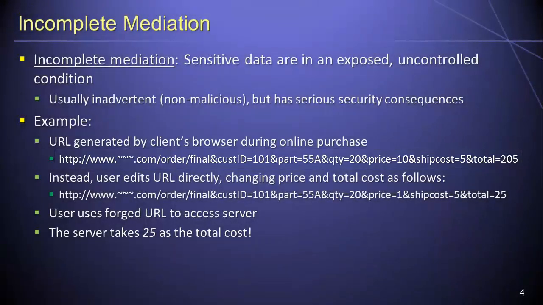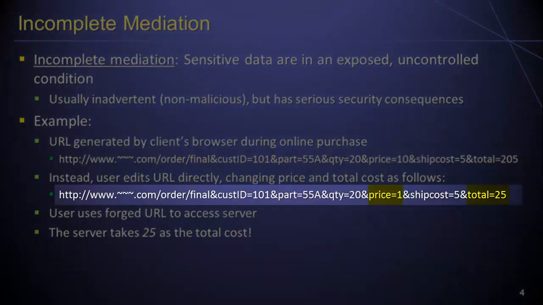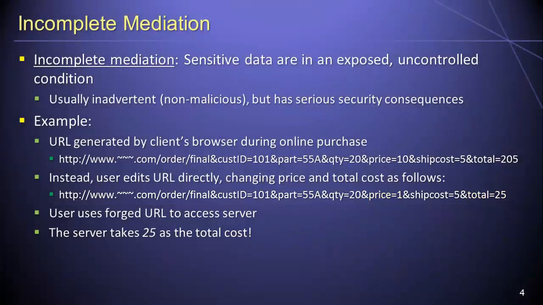Now imagine that a malicious user edits the URL directly, changing the item price and the total cost as shown here. When the user instructs her web browser to load this URL, the maliciously modified values are sent to the server. If the server fails to verify the price of the item, then it will accept $25 as the total cost, and including shipping, the user would have purchased 20 of item 55A for just $25, as opposed to the legitimate total of $205.